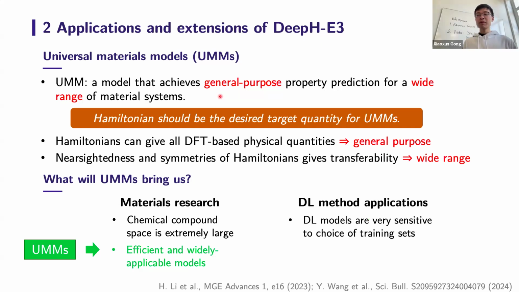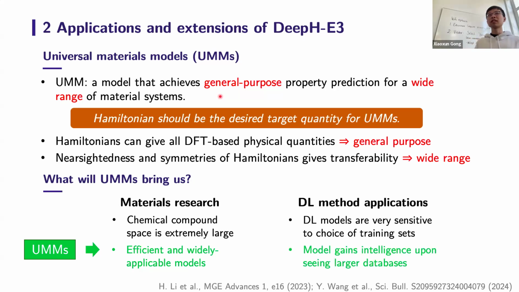And in deep learning applications, nowadays the application of deep learning methods is still not easy for beginners, because most deep learning models are very sensitive to the training sets. As I have discussed before, we need to design specific training sets in order to predict the physics in twisted bilayer graphene. But once we have a universal material model, we would reasonably expect that the model will gain intelligence upon seeing larger data sets, and we will get rid of the problem of human-intuition-designed, sensitive data sets that affect the final results of our prediction.